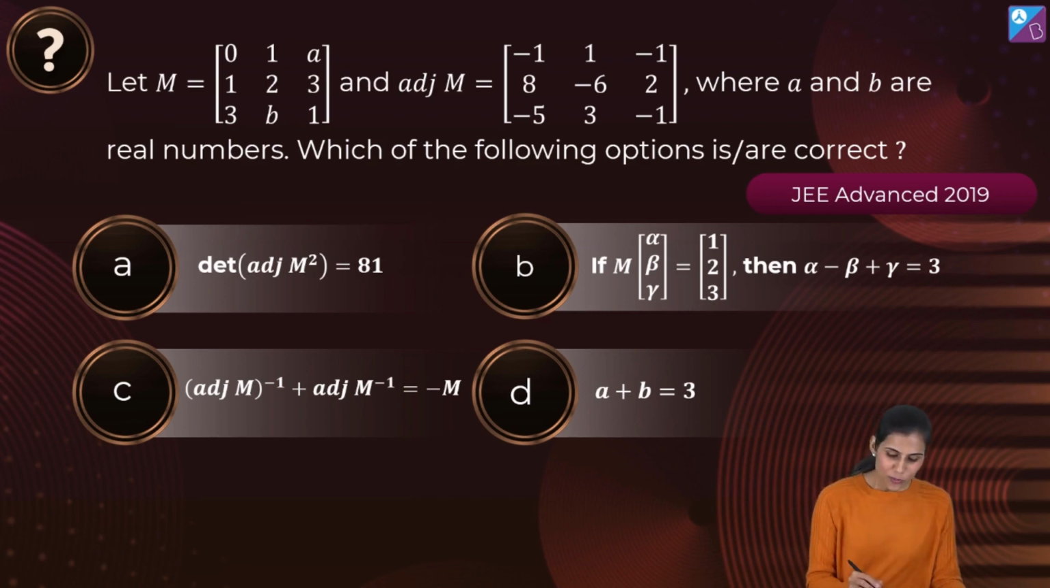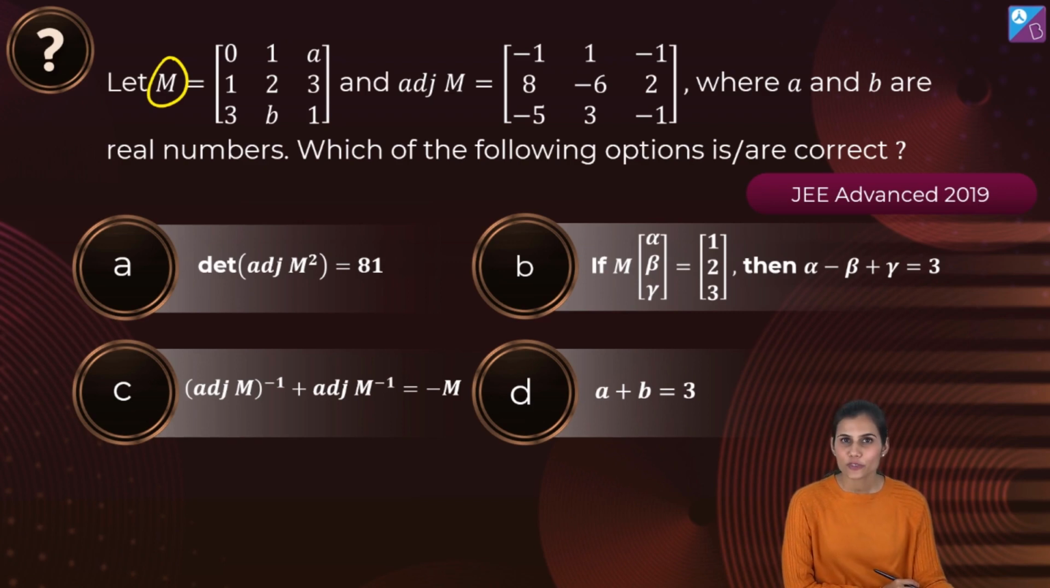properties. So here we have M to be a square matrix of order 3 with a and b as two real unknown entries. But adjoint of M is exactly provided to us. And the question is, which out of the given 4 options is or are correct? Take a close look at the options because we will be spending time with each one of them.